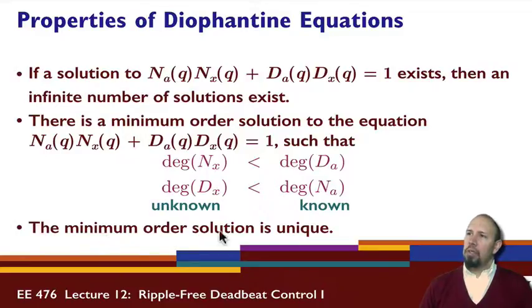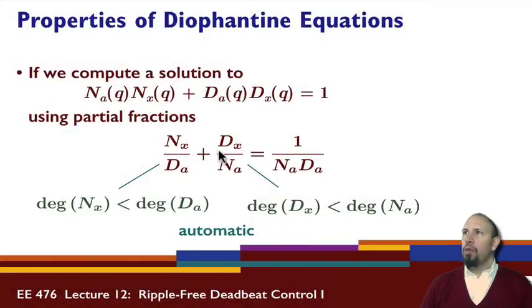It turns out that the minimum order solution is unique. Even though there are an infinite number of solutions, there's only one minimum order solution. So if we compute a solution to this equation using partial fractions, the degree of this will be less than the degree of that, and similarly, the degree of this will be less than the degree of that. These conditions are automatic, so they automatically come to pass.